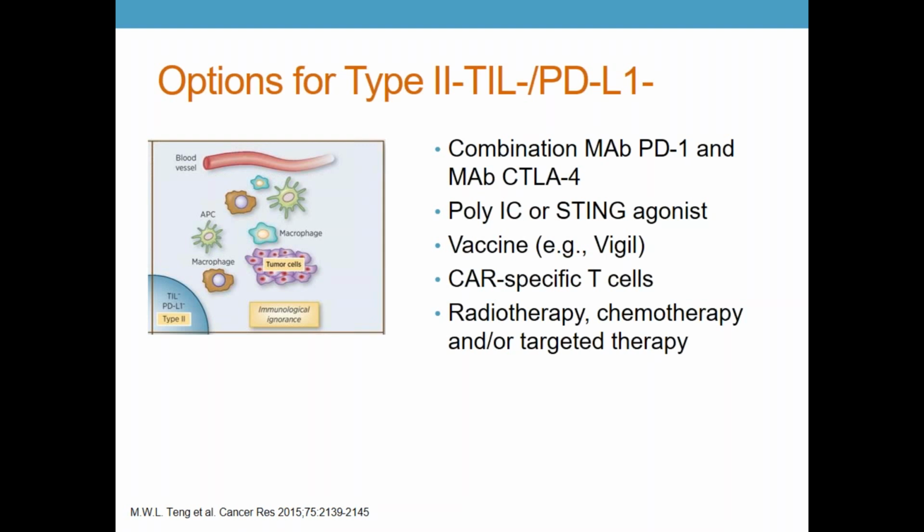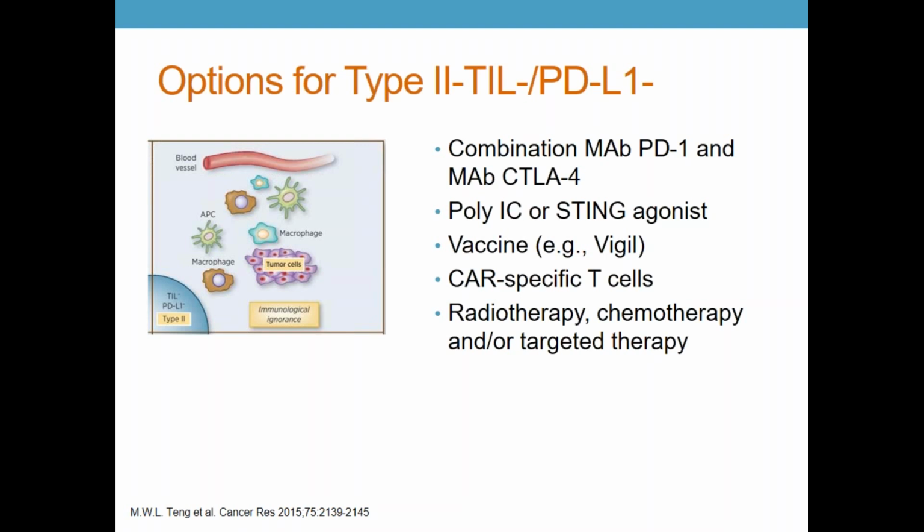We know that using certain types of immune stimulants, poly-IC or STING agonists, to stimulate alternative routes of immune expression can be effective. We are hoping and looking in one of our protocols to see whether Vigil in this situation can effectively increase TILs, and as a result of increasing these tumor-infiltrating lymphocytes, increase PD-L1.